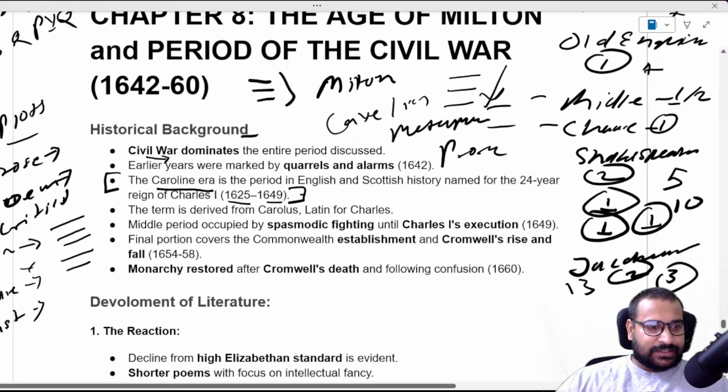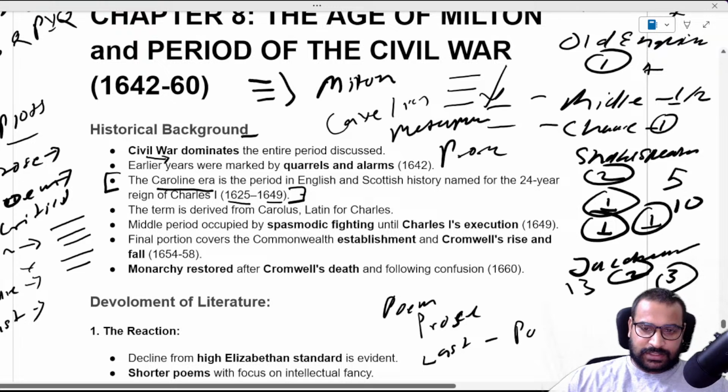So basically, Milton's life is also divided into three parts. The first, basically, he wrote what? Mostly poems, small poems, and in the middle period, he wrote what? All the prose items. And in the last period, what he has written is all his greatest poems, like Paradise Lost. He has written Paradise Regained. Also, he has written Samson Agonistes. All this stuff in the last period.